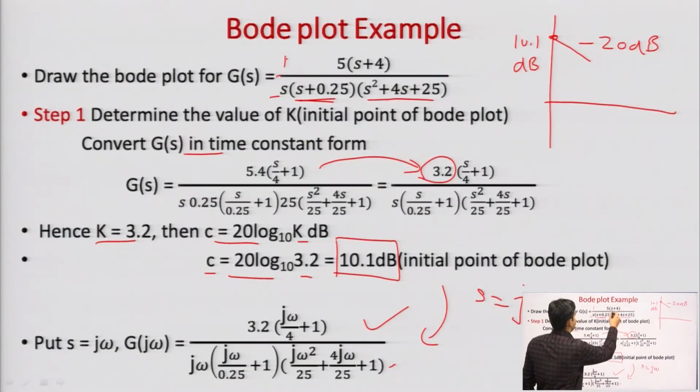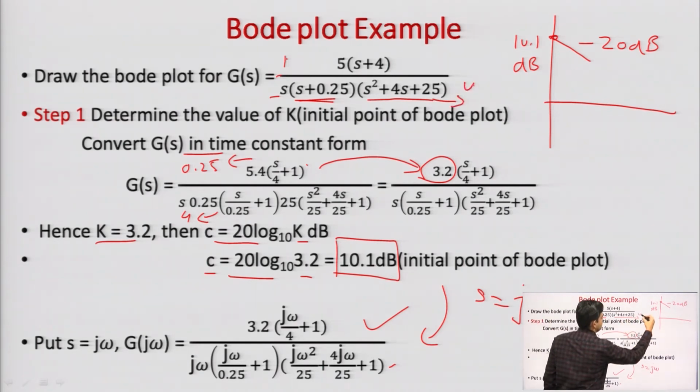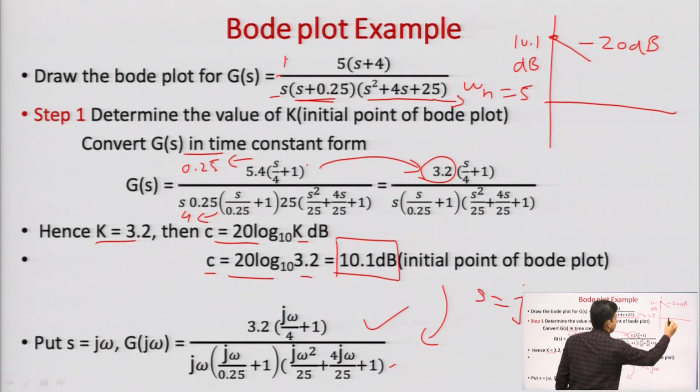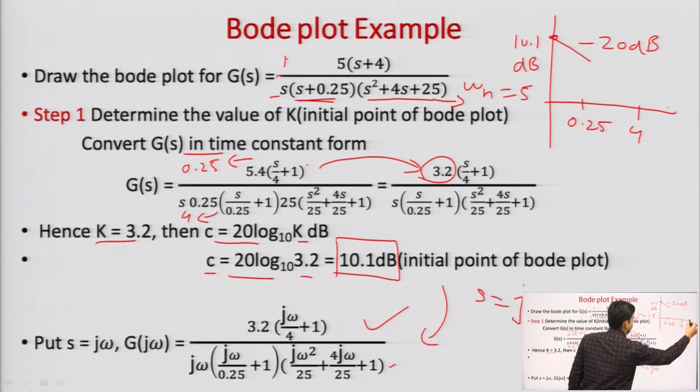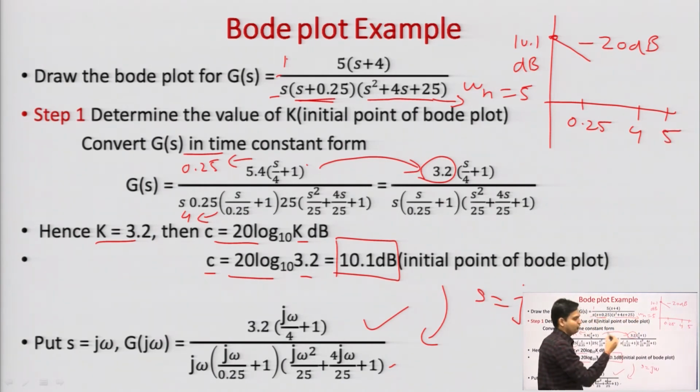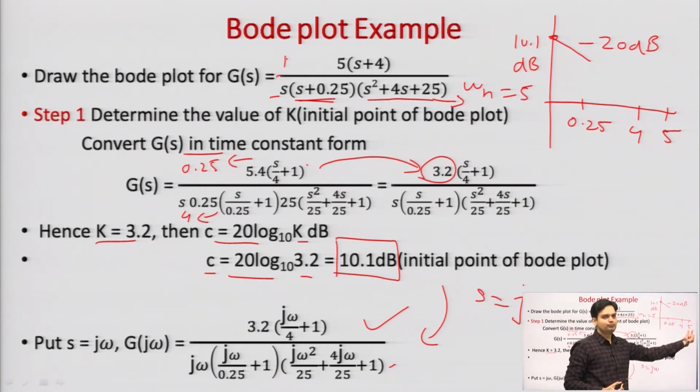My single zero is here. First, s plus 4 I will convert to 1 plus s by 4. The zero value that is coming from here would be 0.25. If I calculate the value of the pole, it is at 4. And for the second order factor, the corner frequency is given by omega n, which is 5. So, one zero is at 0.25, one pole is at 4, and for the second order factor there are 2 poles at 5.